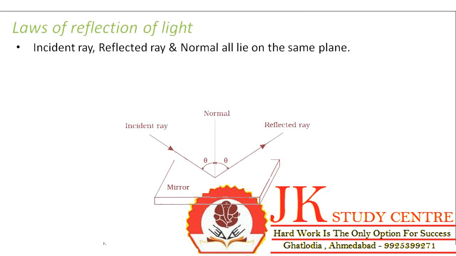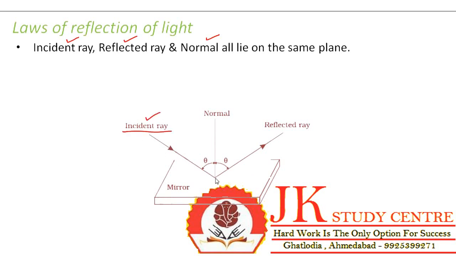What is it? The first law says that the incident ray, the reflected ray and the normal all lie on the same plane. So let us first talk about these three terminologies: the reflected ray, the incident ray and the normal. So let us suppose this is my boundary. This mirror is my boundary. So the ray of light which strikes this mirror, since this ray of light is incident on the mirror, the ray of light which is falling on the mirror, that is known as the incident ray.